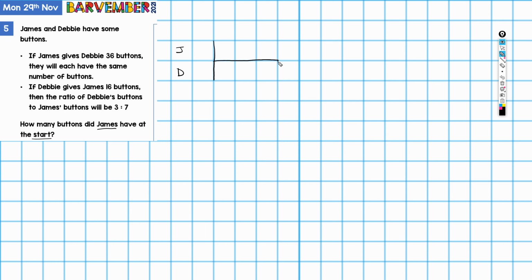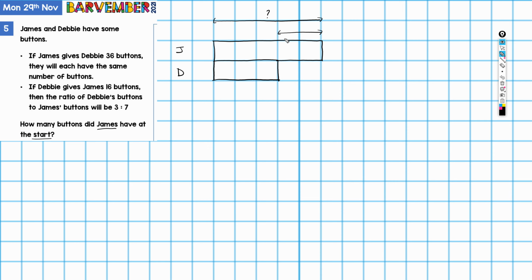Okay, let's say, there we go. That's what Debbie has. And this is what we're going to give James. James has this much more than Debbie. That's the difference. Actually, this is our question, isn't it? We're going to keep an eye on our question. How many buttons did James have at the start? This is our question.